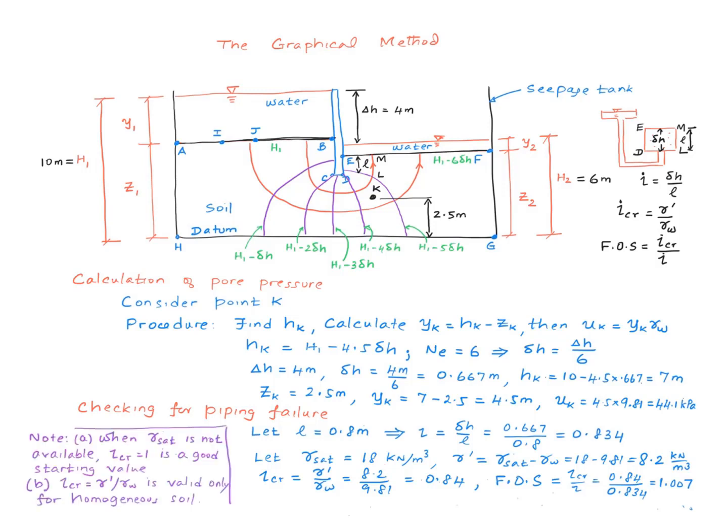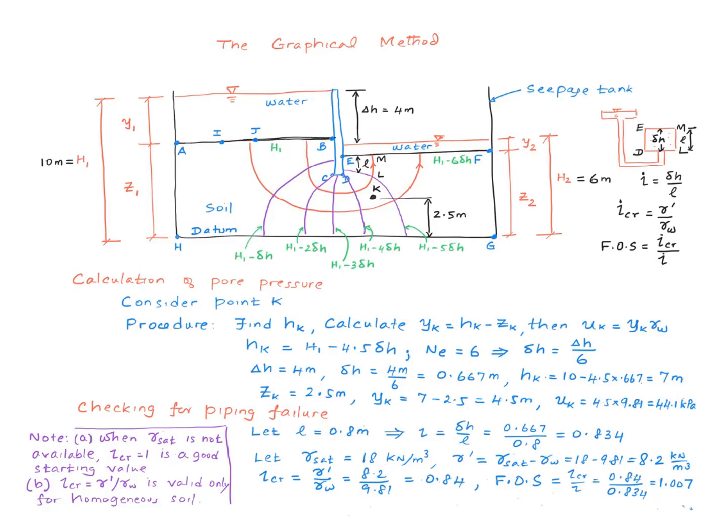Before I leave this slide, I want to make two notes here. Number one, when you don't have enough information to calculate gamma sat, i critical equals 1 is a good starting value. That is because usually gamma sat is twice as much as gamma w, and therefore i critical is roughly equal to 1. Second note that I want to make here is that this formula here, if you recall, is valid only for homogeneous soil. So if you do have a complicated layering in this toe region, then this equation is not valid.